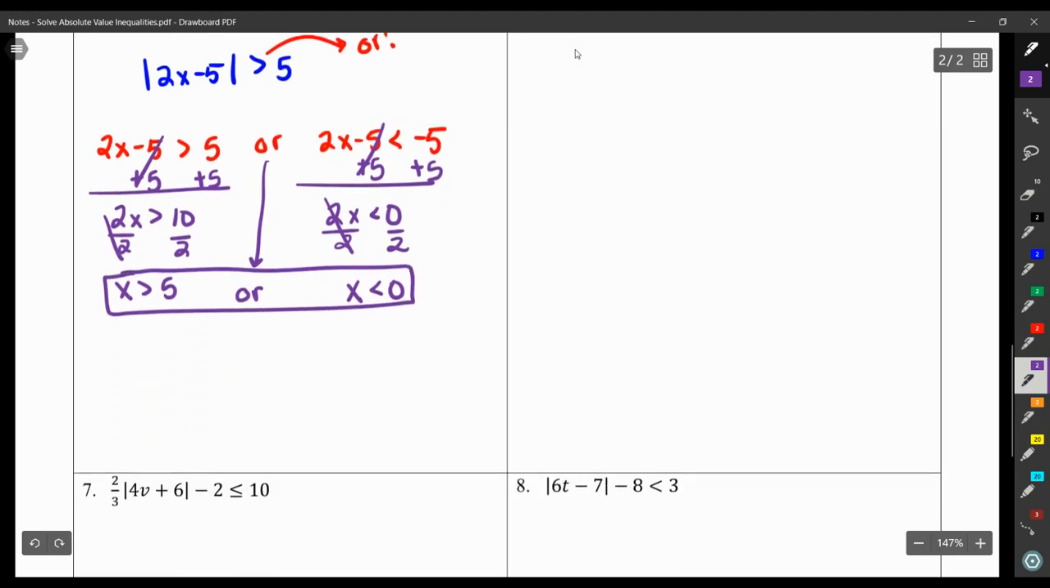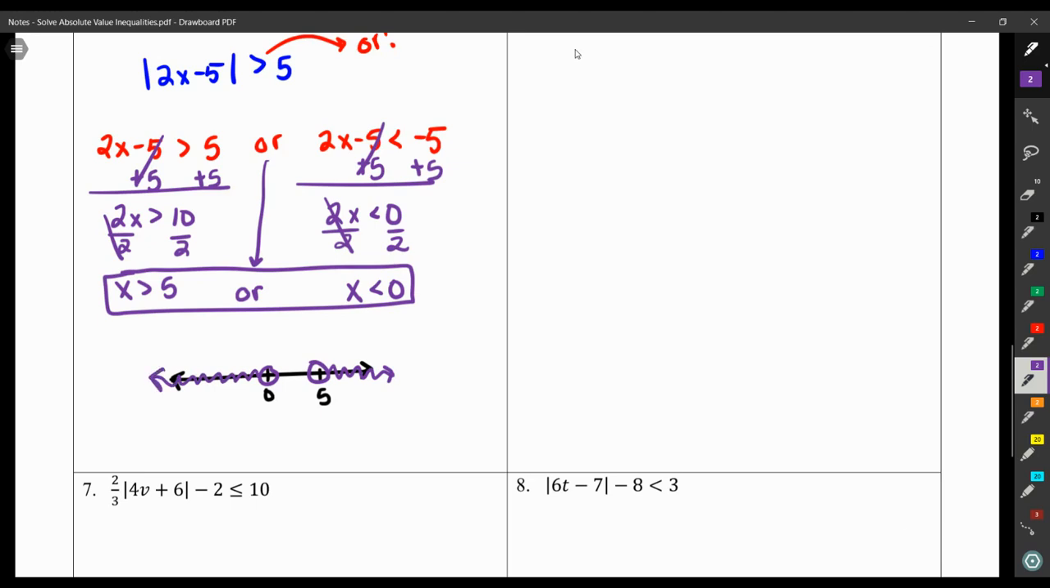So let's see what that looks like graphically. If we plot this on a number line, we are going to have 0 and then 5. Now that just says greater thans and less thans, so these are open circles this time. I want all the numbers larger than 5, so it's going to be to the right of 5. All the numbers less than 0, that's going to be to the left of 0. And there's your graphical representation.